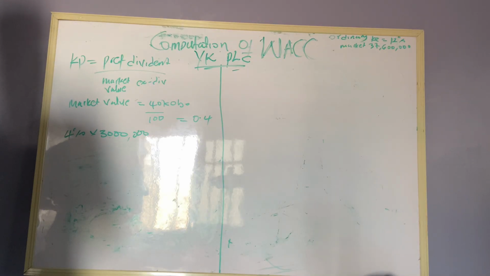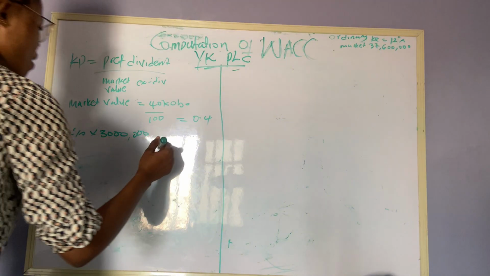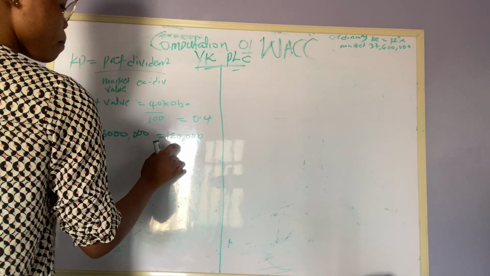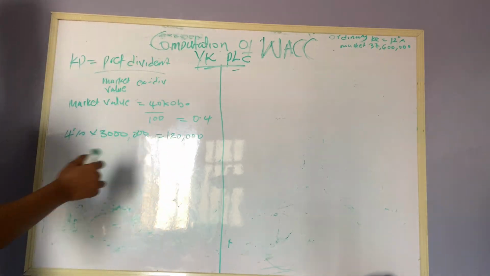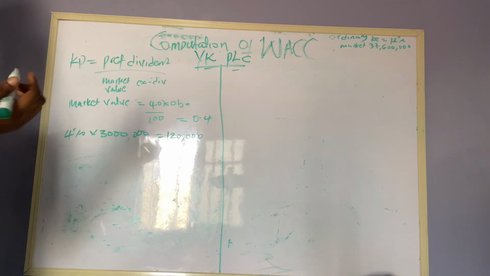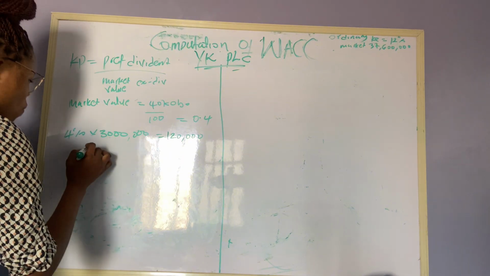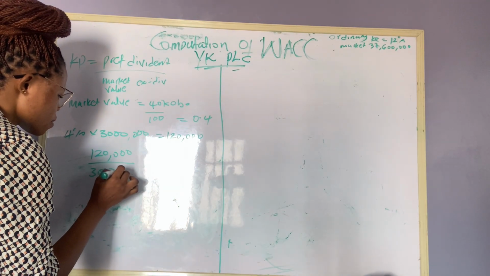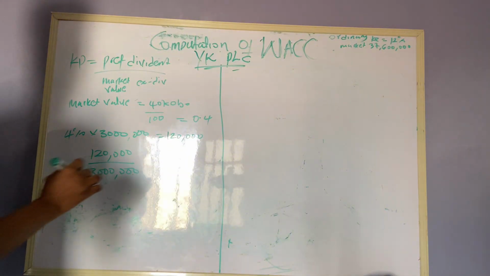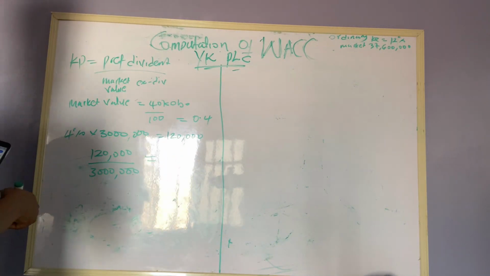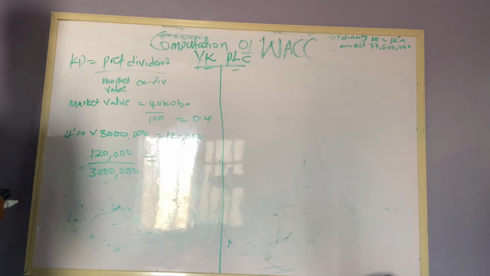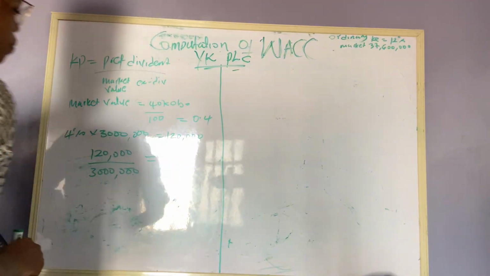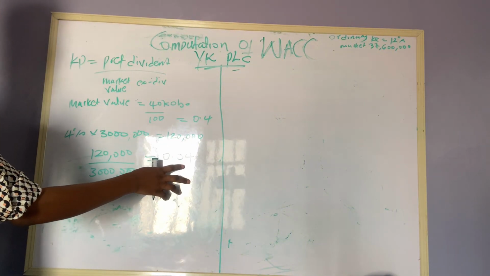Times 3 million, we have 120,000. So this 120,000 is the current dividend. So now we want to calculate the total dividend per share. It will now be 120 divided by 3 million. You understand? We have 120 divided by 3, we have 0.04. So this is the current dividend per share, right?